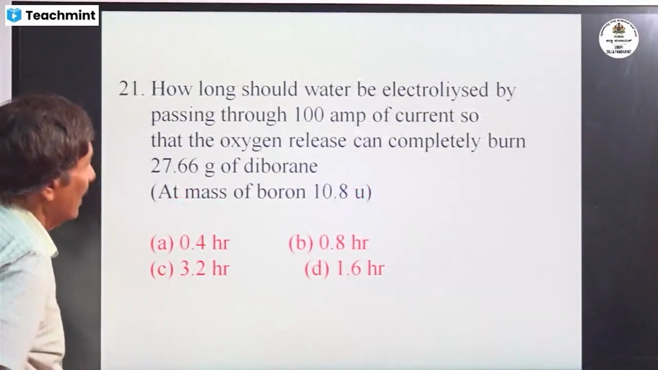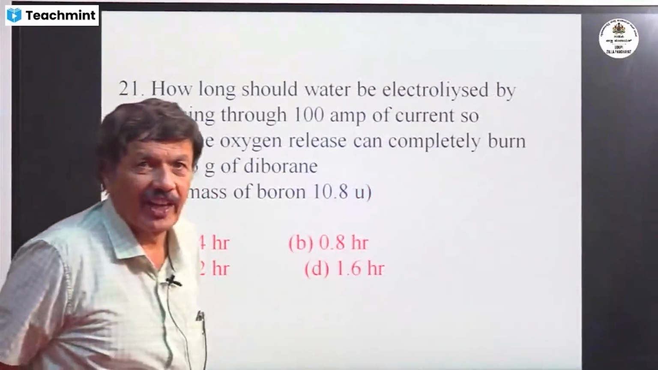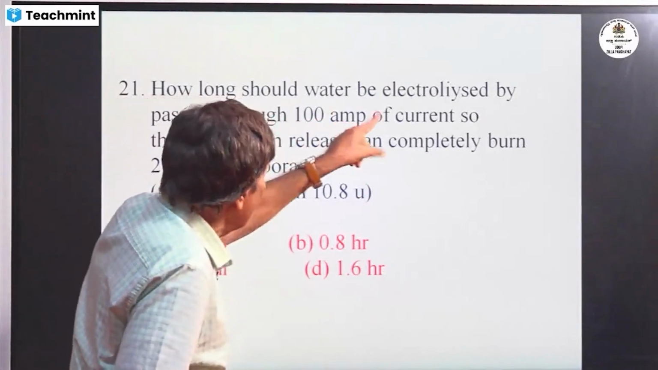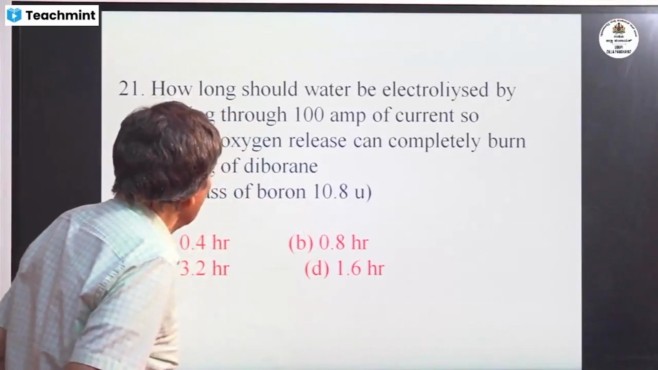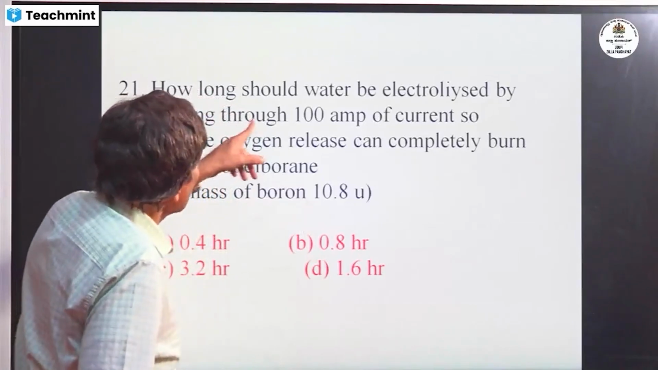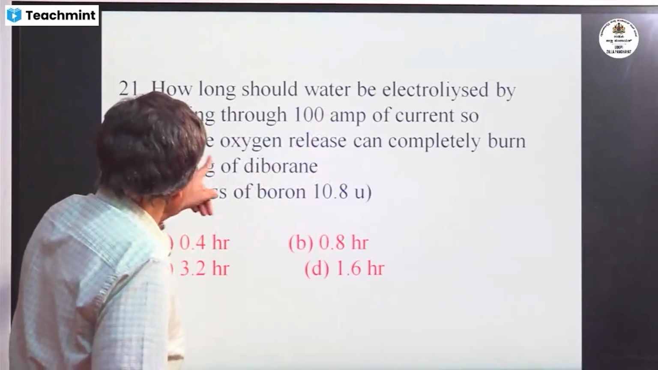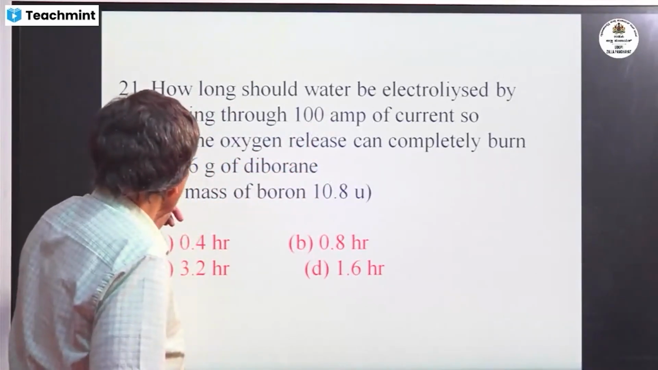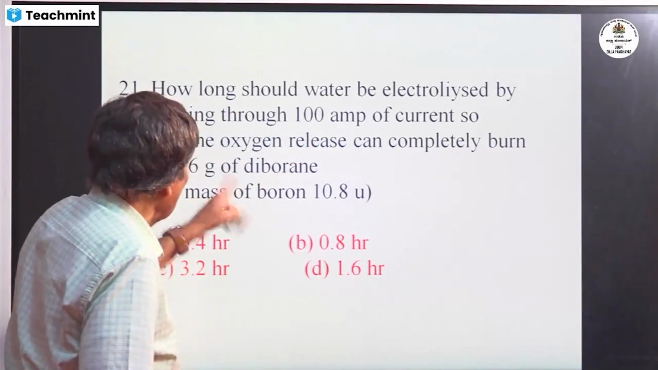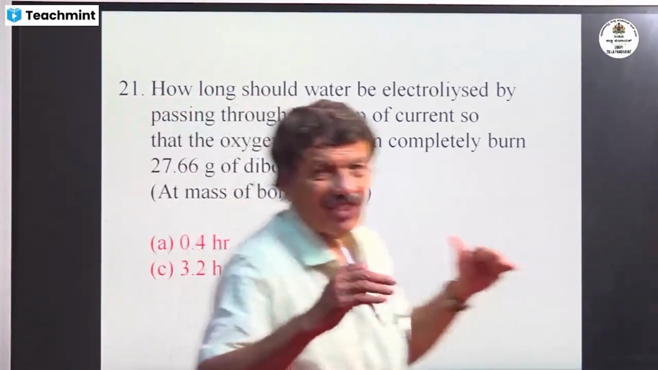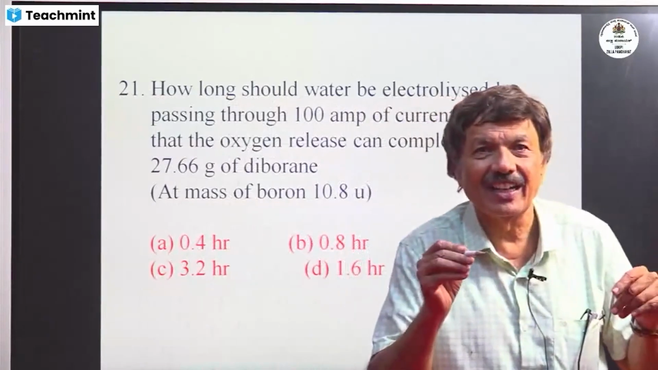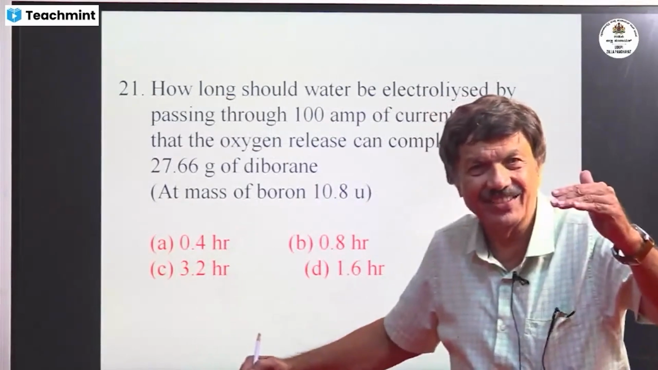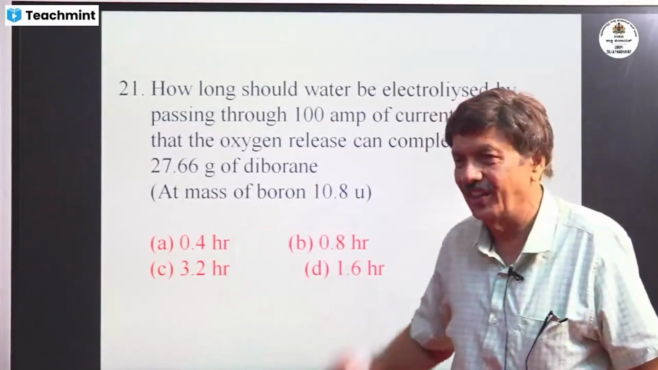Next one. Again, it is based on Faraday's law only. How long should water be electrolyzed by passing through 100 amperes of current, so that oxygen released can completely burn 26.66 gram of diborane? This is a little higher level question, not CET, a little higher. It is a JEE exam question.